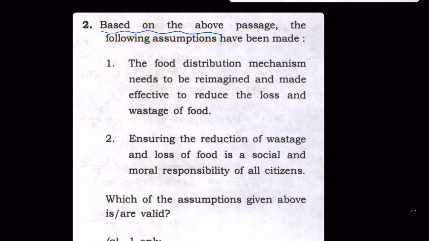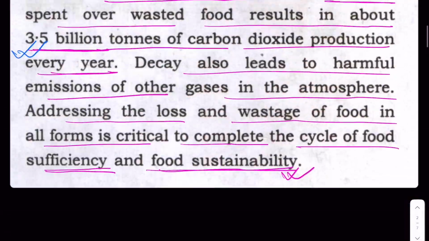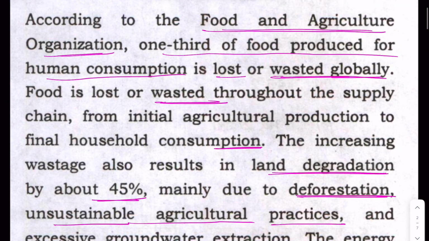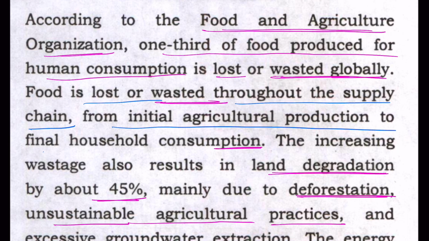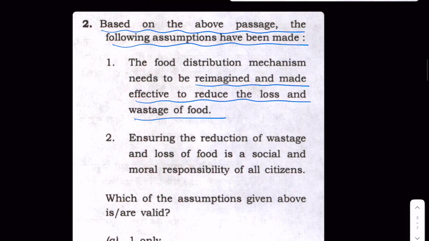See, based on the above passage, the following assumptions have been made. The food distribution mechanism needs to be reimagined and made effective to reduce the loss and wastage of food. If you go to the passage here, food is lost or wasted throughout the supply chain, from initial agriculture production to the final household consumption. So what has been talked about, assumptions have been made, means based on the data provided in the passage itself, certain assumptions have been made.